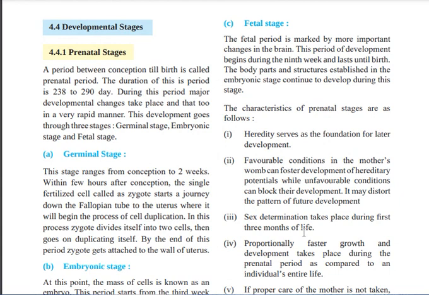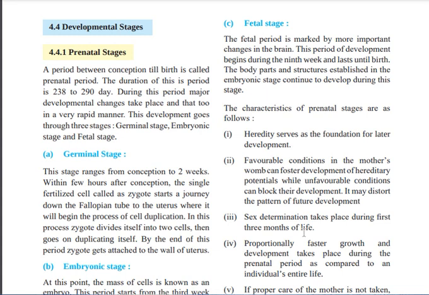Okay, the period between conception till birth is called the prenatal period. So the prenatal period is from conception. Conception means from inside the mother's womb. So from that period till birth, this is the prenatal stage.